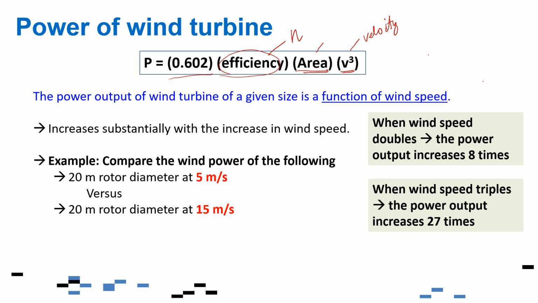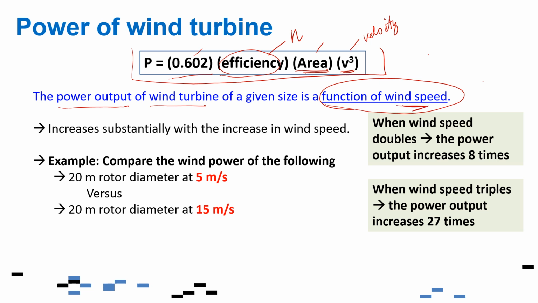Okay, this is area and efficiency, and this is the 1/2 of the density. So if you look at the final formula, you can see from here that the power output of a wind turbine is basically a function of wind speed or wind velocity because of the cube here. So what does it mean?